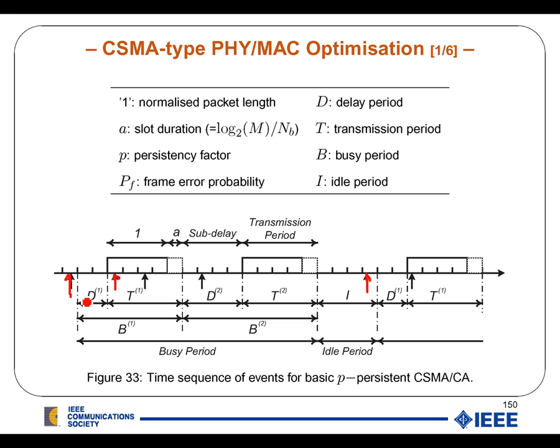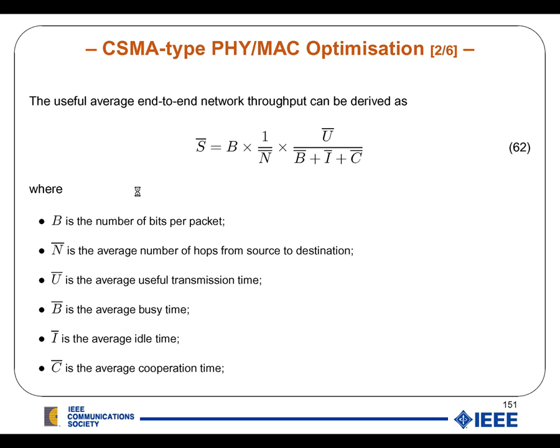We therefore have a delay period here, which is random. We have a transmission period which is deterministic, and we have a busy period which is something between random and deterministic, which is the sum of both. And we do have an idle period I here. Also, what is interesting to bear in mind is that each packet will be received at the destination with a certain probability, which is 1 minus the frame error probability Pf.